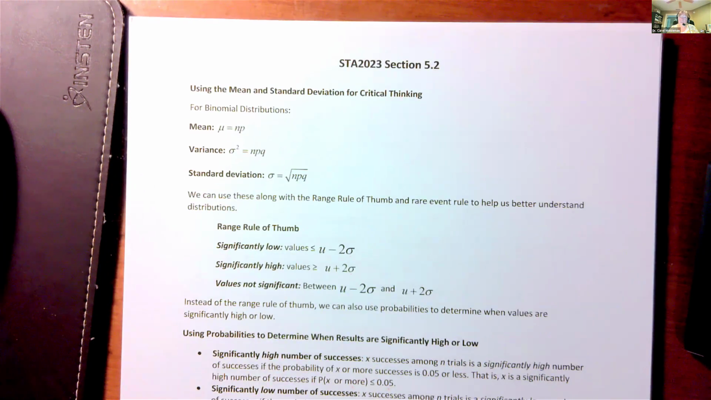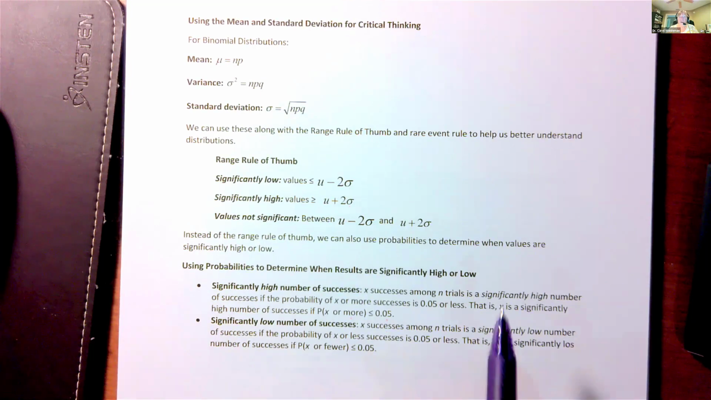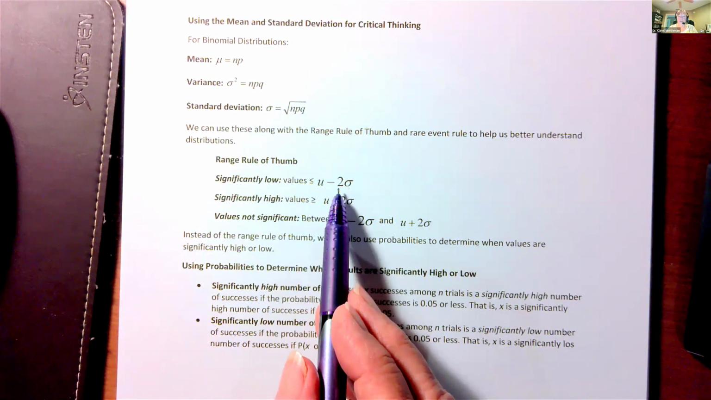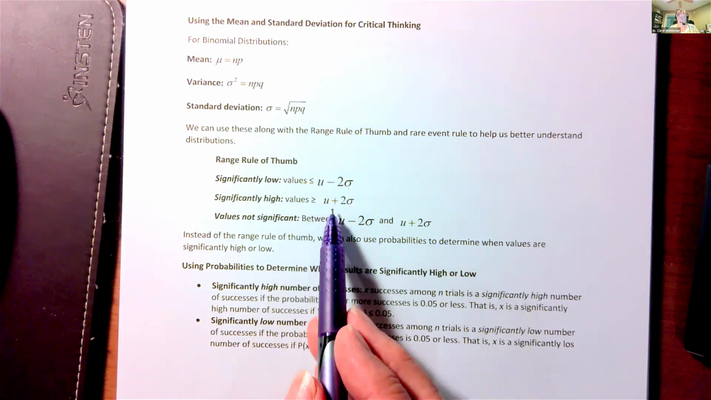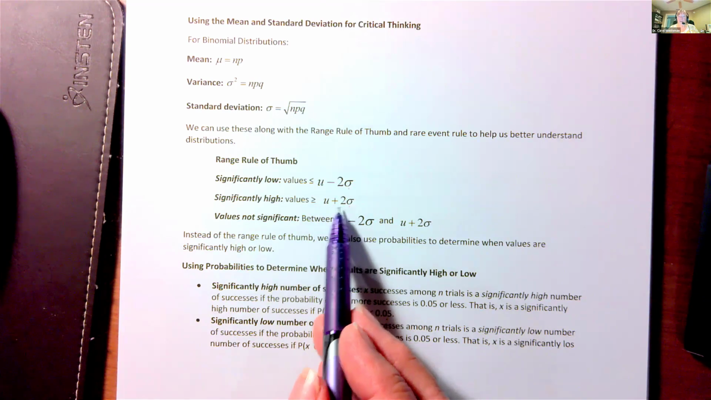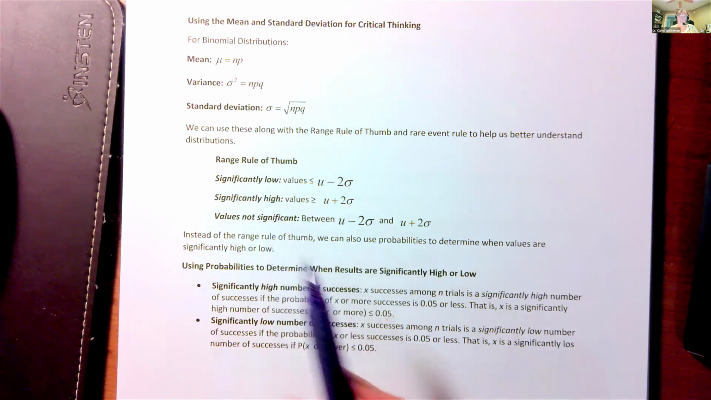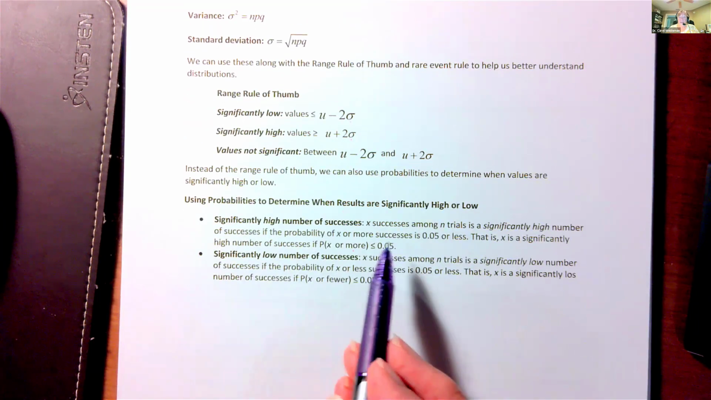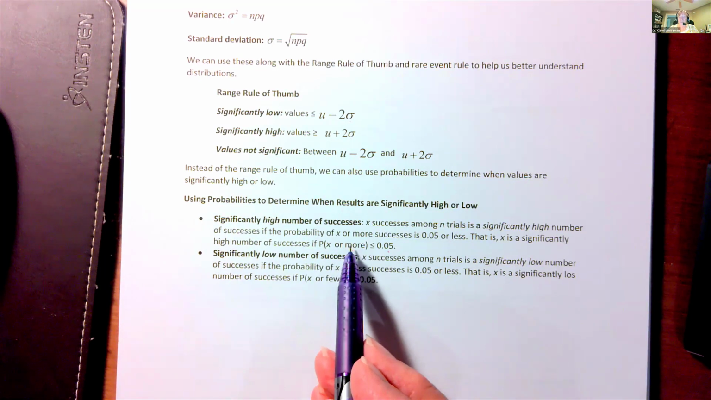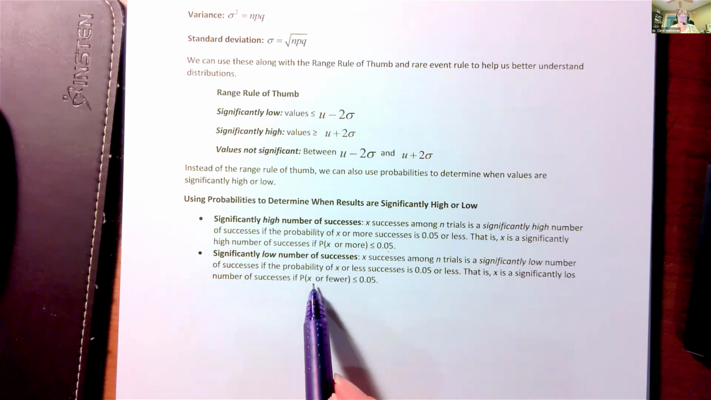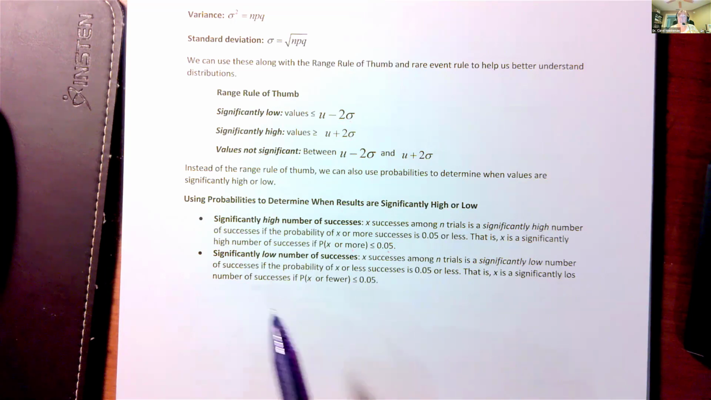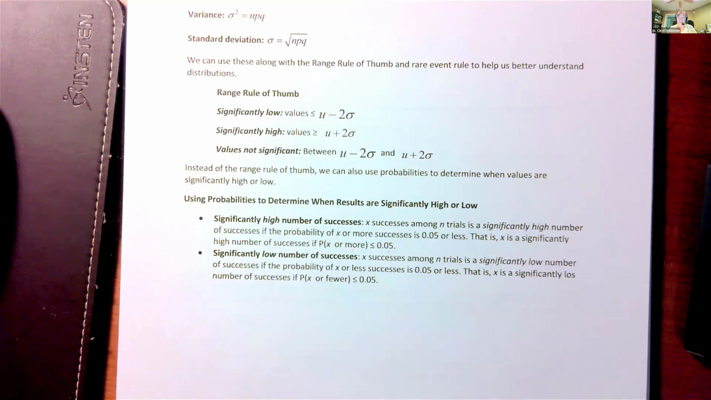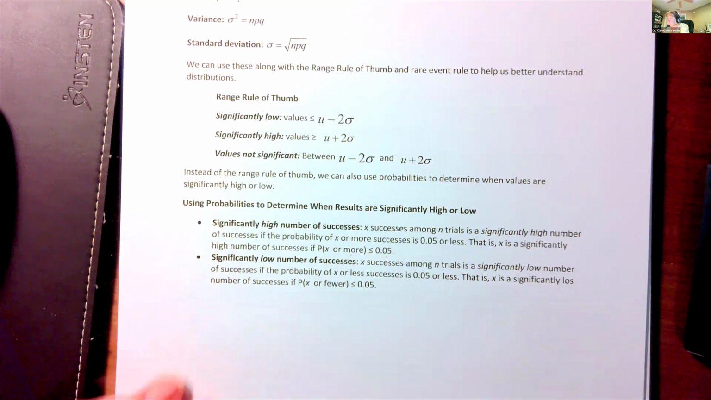We're going to use the same range rule of thumb that we used before. Values that are below mu minus 2 sigma are significantly low. Values above mu plus 2 sigma are significantly high, just like we did earlier on. And then again, significantly high means x or more successes, significantly low, x or fewer. So just like I showed you in that last example, that's why I wanted you to see that example, to understand what that means.